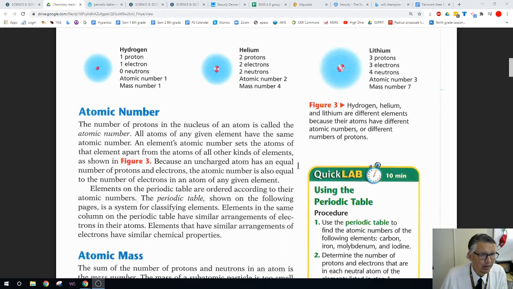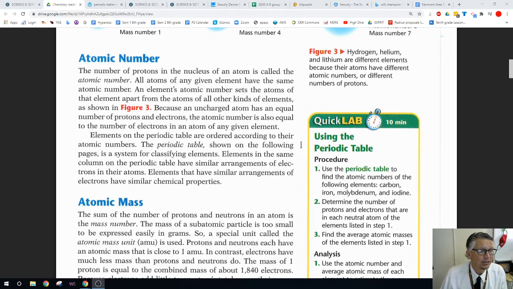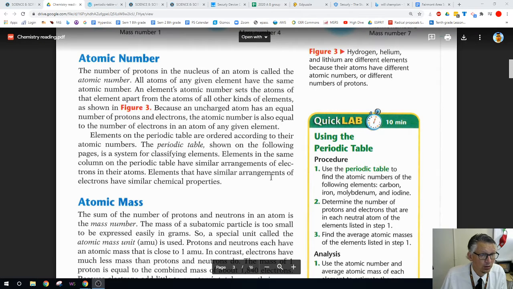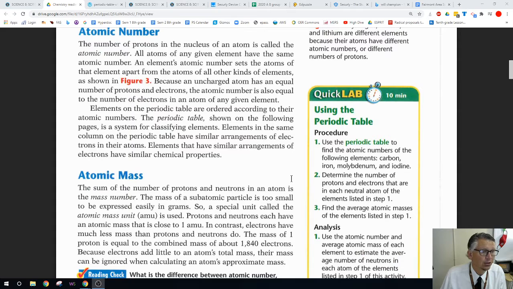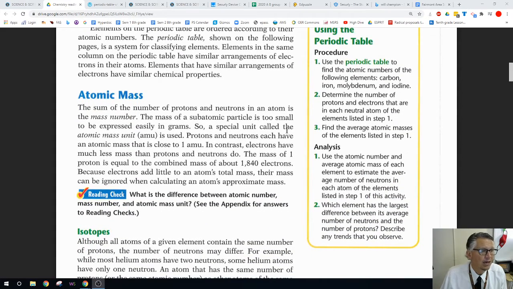Because an uncharged atom has an equal number of protons and electrons, the atomic number is also equal to the number of electrons in an atom of any given element. Elements on the periodic table are ordered according to their atomic numbers. The periodic table, shown in the following pages, is a system of classifying elements. Elements in the same column on the periodic table have similar arrangements of electrons in their atoms. Elements that have similar arrangements of electrons have similar chemical properties.